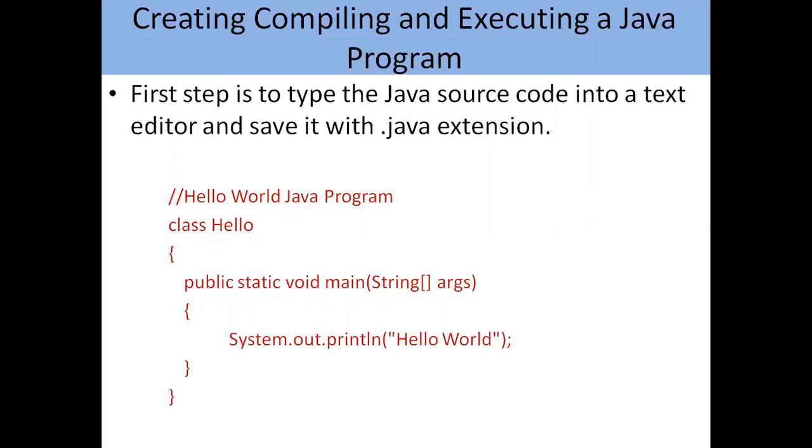All these predefined classes come bundled in packages. If you want to use a particular class, then we need to import that package. A package is a group of related classes. The System class is available in the java.lang package, and PrintStream is available in the java.io package. So finally, this program displays the output hello world.